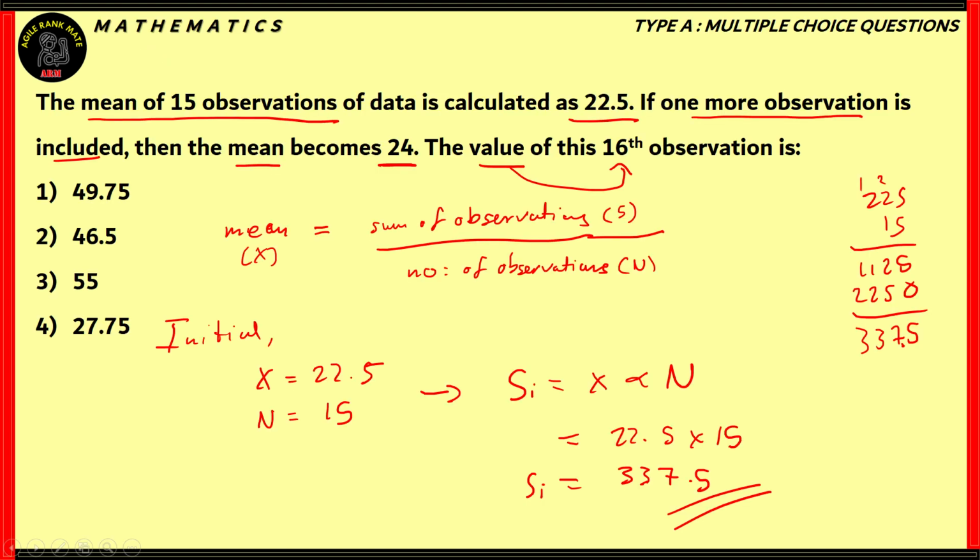Now, in the new scenario, one more observation is included. So that means the total number of observations is 16. And the mean for the new scenario is 24. So x is equal to 24, n equals 16. That means the value of S new will be x times n once again. So therefore, that would be 24 times 16.